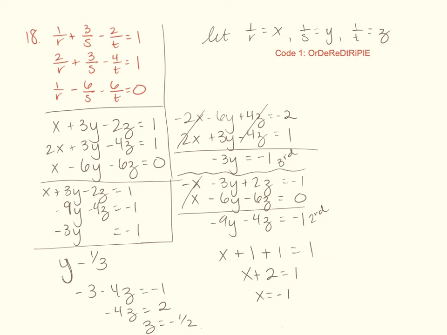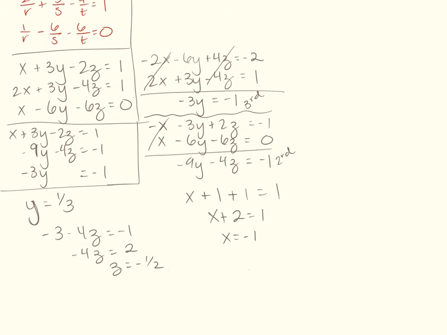We're not done though. Remember that at the beginning we changed all of our variables, as you see at the very top. So we have to plug in and solve for r, s, and t accordingly. So first thing we're going to do is rewrite. So x is equal to 1 over r, y is equal to 1 over s, and z is equal to 1 over t. So I'm going to plug in x and solve for r. So negative 1 is equal to 1 over r. So negative r is equal to 1, which means that r is equal to negative 1.